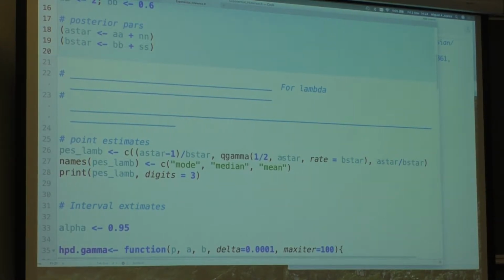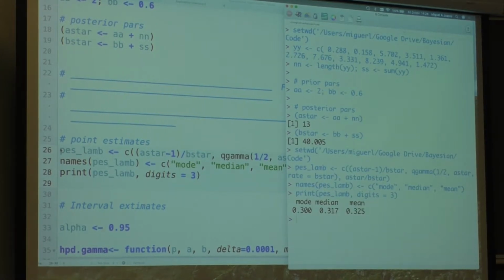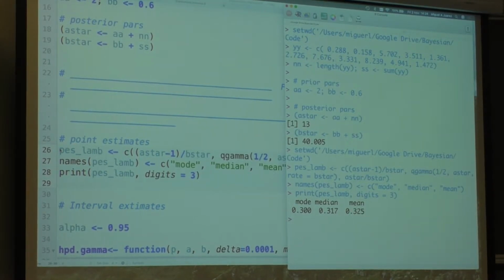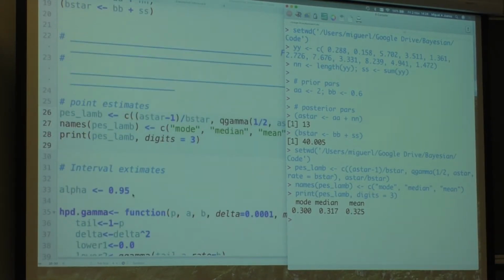Okay? And I have them there. So you can see they're close to each other, but they are not the same. So just by quoting these three values, we already have some information about the shape of the posterior. Okay? It's more or less symmetric. It's not too skewed. And it seems to be more or less concentrated.